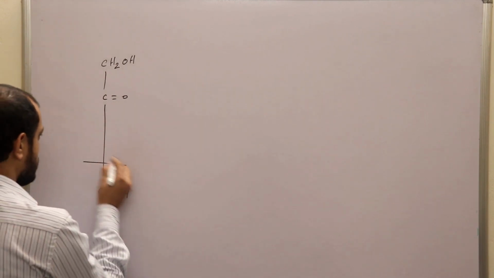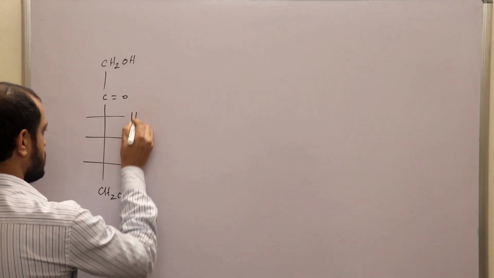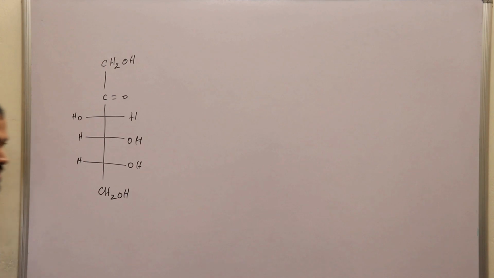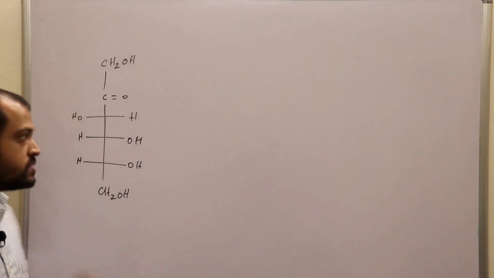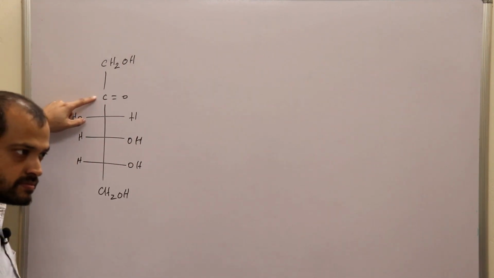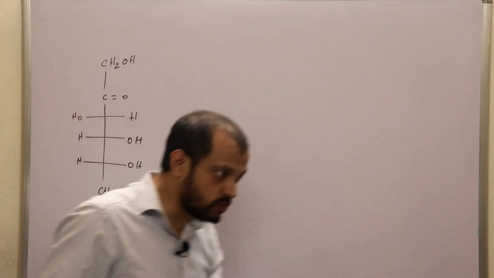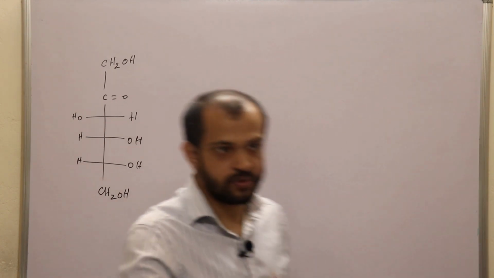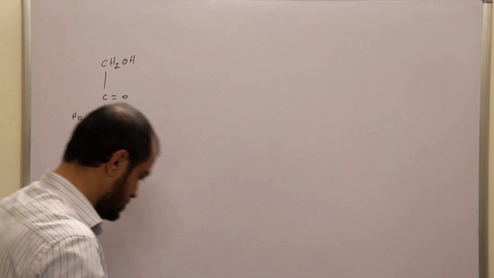This is how you draw a fructose. Now listen, what is the difference between fructose and glucose? In fructose, the primary functional group is present in the second position, and in glucose the primary functional group is present in the first position. Now listen, there lies the problem. What is the problem? Let's discuss.